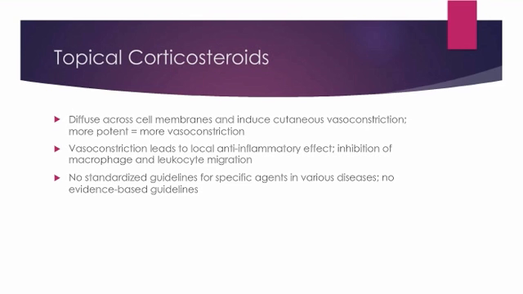The first one we're going to focus on is topical corticosteroids. They work by diffusing across the cell membranes and inducing cutaneous vasoconstriction. So the more potent the corticosteroid is, the more vasoconstriction that's going to result. Thus, we have high, medium, low, and OTC potency corticosteroids. Vasoconstriction leads to local anti-inflammatory effects. So we decrease histamine, we decrease inflammatory mediators, we inhibit macrophage and leukocyte migration to the area.